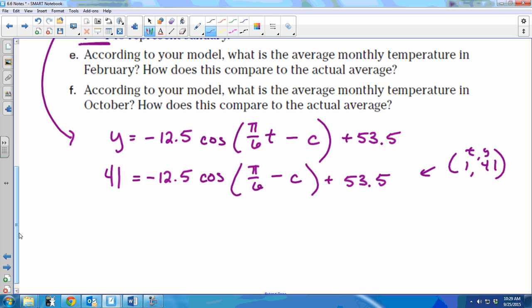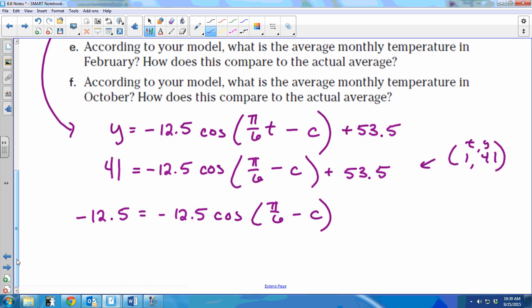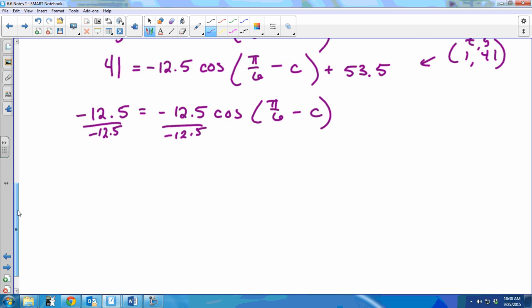Okay, then we're going to do some algebra. So what's the first thing I need to do? Subtract 53.5. If I subtract 53.5, I get negative 12 and a half. Look how well that works out. What's the next step I need to do? Divide by negative 12 and a half. So we get 1 equals cosine of (pi over 6 minus c).